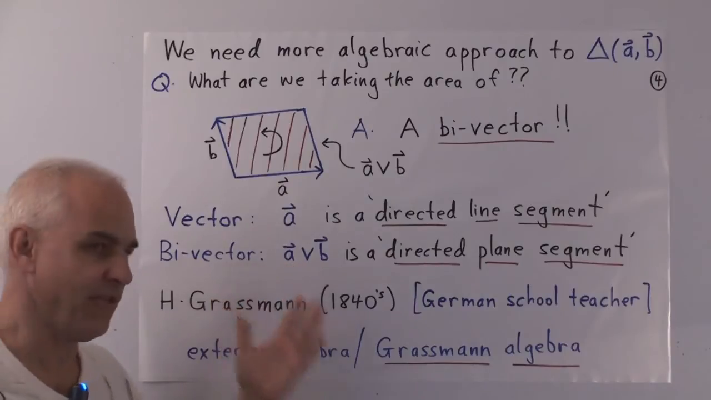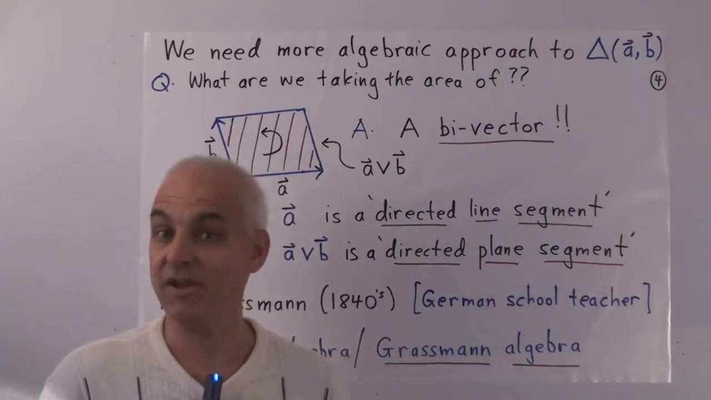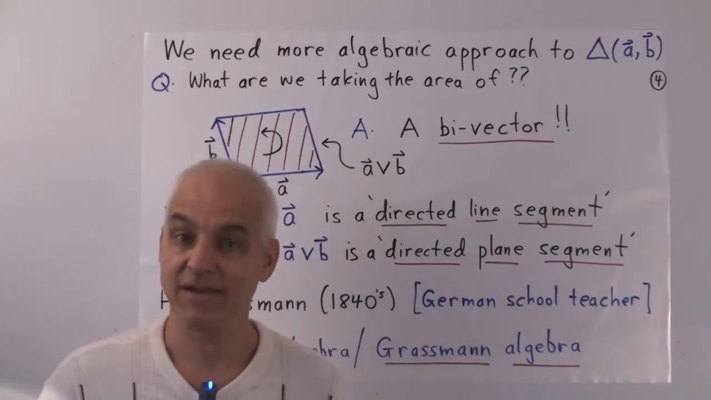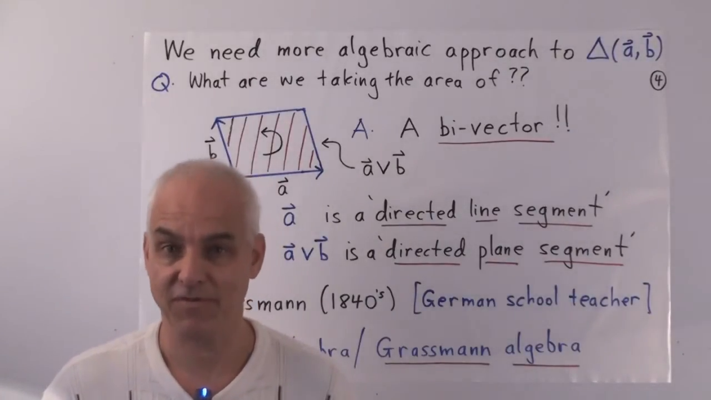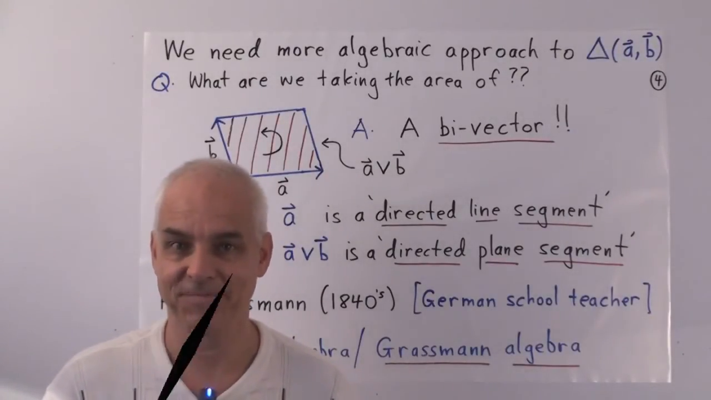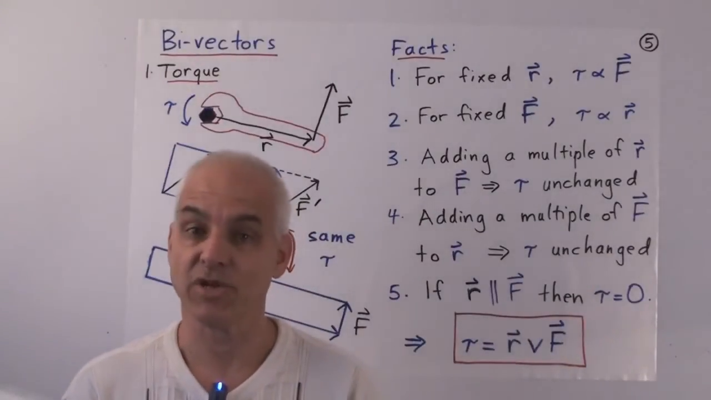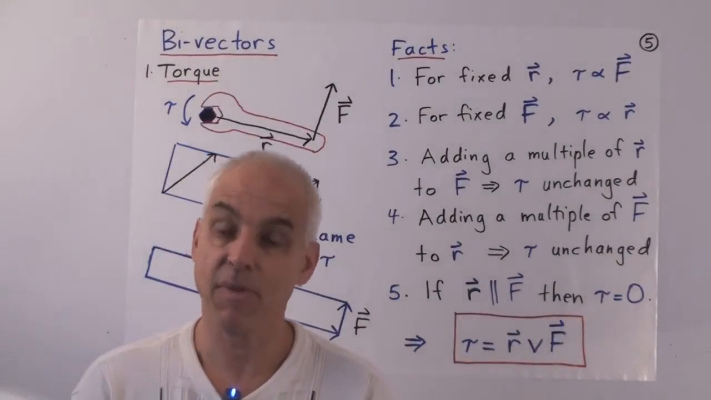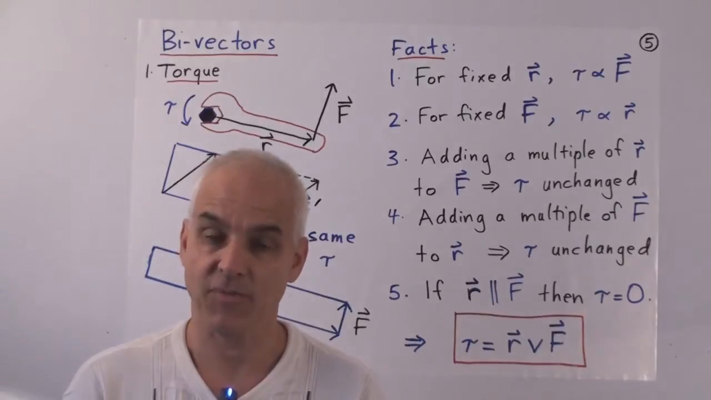what kind of an object is this? Where does this come about? Does it have any physical significance? In fact, it has very important physical significances that we're going to talk about now. Bivectors arise naturally in physics in a number of different but connected ways.